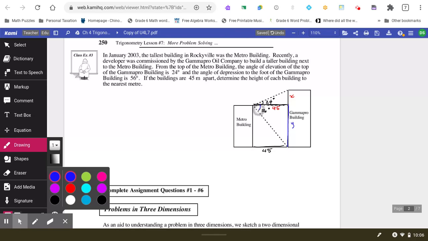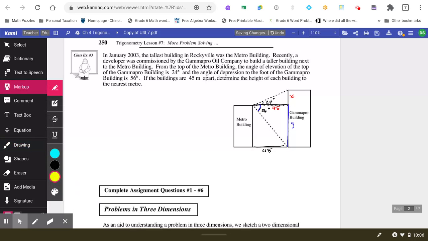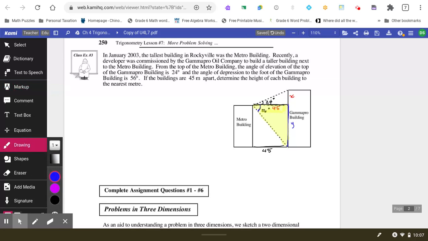So if I just use this triangle here, let's color them up again. Let's find the yellow triangle information and find Y. So I have an angle, I have one side, I need to find the other side. So it's the opposite and adjacent. I'm going to use tangent of 56. It's equal to the opposite, which I don't know, over my adjacent. You do the math. Tangent of 56 times 45 gives you 66.715.